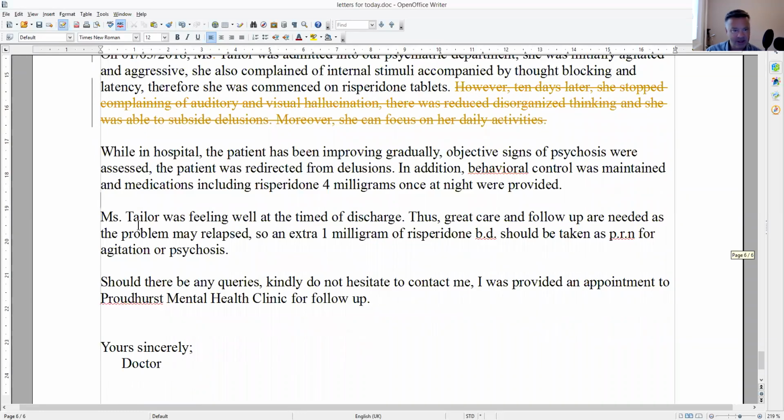Miss Taylor was feeling well at the time of discharge.